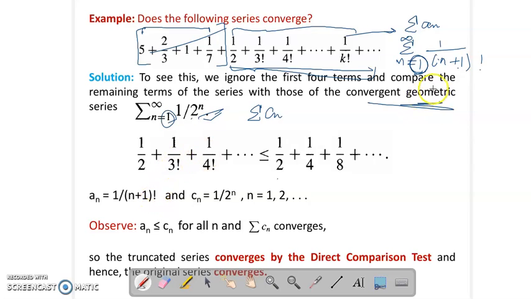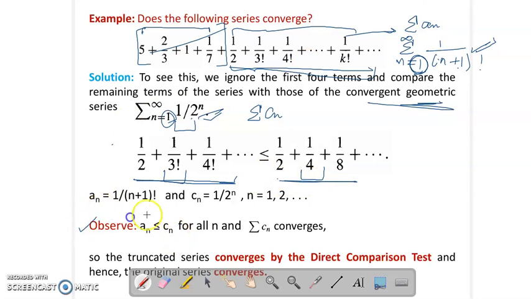And about the second term, when you substitute n equal to 2 in this series, you have 1 by 3 factorial. So this is the second term of this series, and the second term of the other series is 1 by 2 square. So 1 by 3 factorial is less than 1 by 2 square, right? Likewise, the next term is 1 by 4 factorial, which is less than 1 by 8. So we have this summation an, this is less than or equal to this summation cn, right?